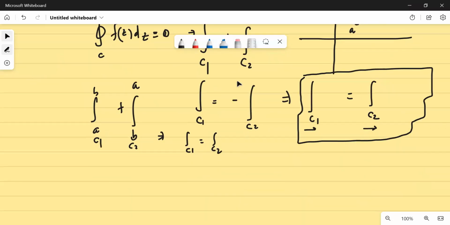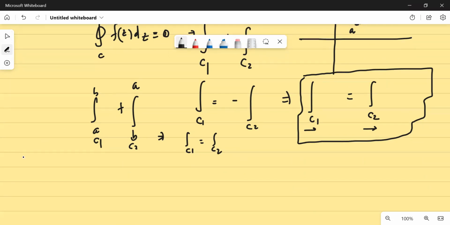It means that if you are in a simply connected region, and if you want to find a line integral from point A to B, it will be independent of path, whether you take path C1 or path C2. Are you getting my point? Should I write it? Yes, sir.